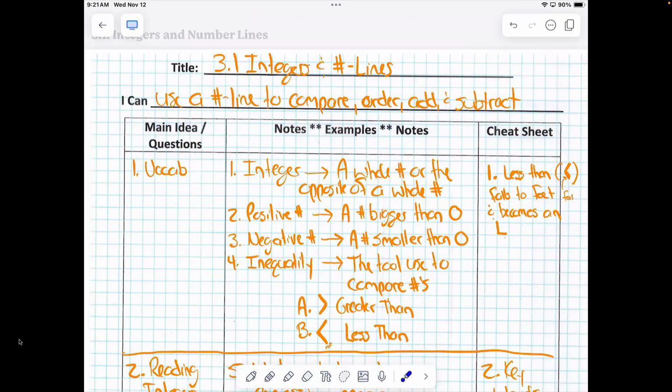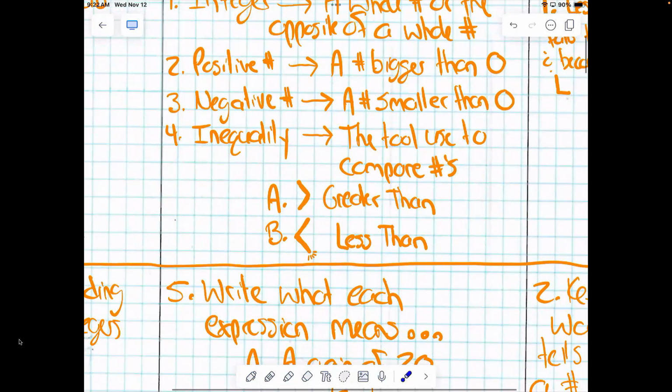All right, integer. An integer is a whole number or the opposite of a whole number. So 7, give me the opposite of 7. Negative 7. Great. Positive numbers, they're bigger than what? 0. Negative numbers are smaller than what? 0.